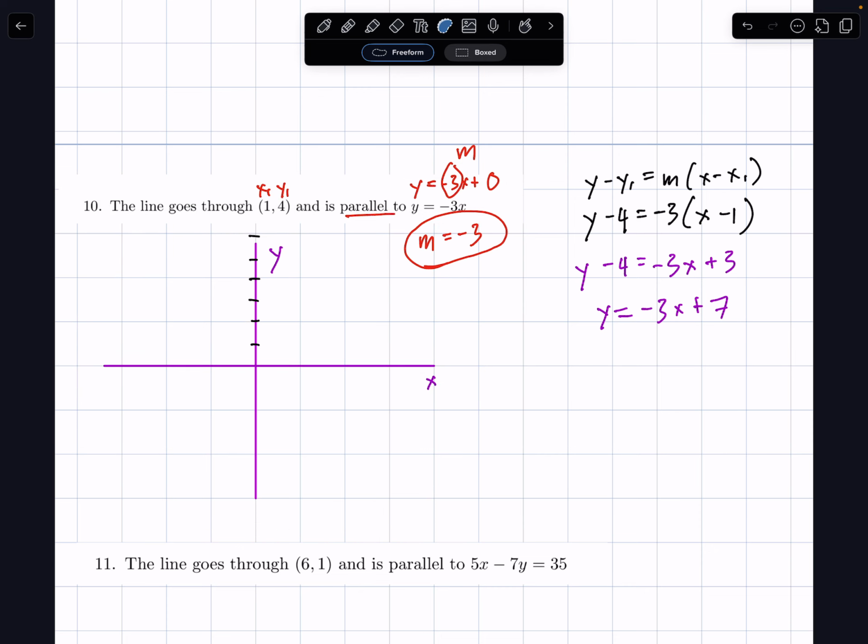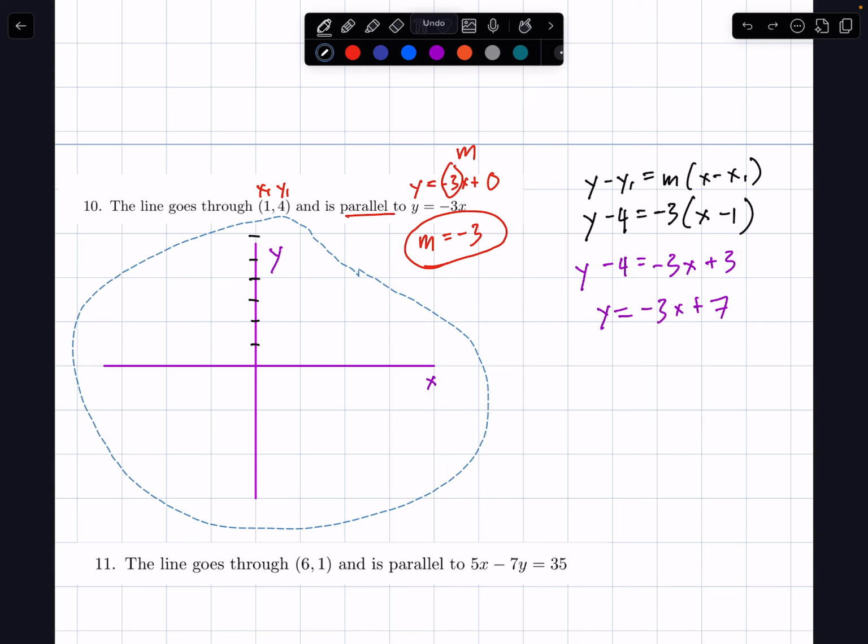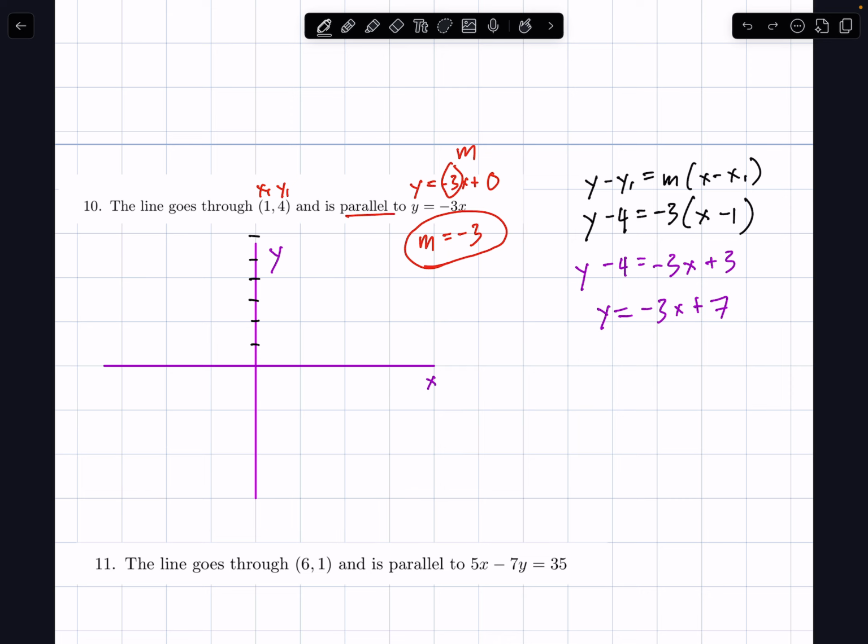Oh man, that didn't work because it copied everything. 1, 2, 3, 4, 5, 6, 7 would be like around here. Okay, and then negative 3 slope. So 1, 2, 3 down, 1 over. Okay, so something like this.